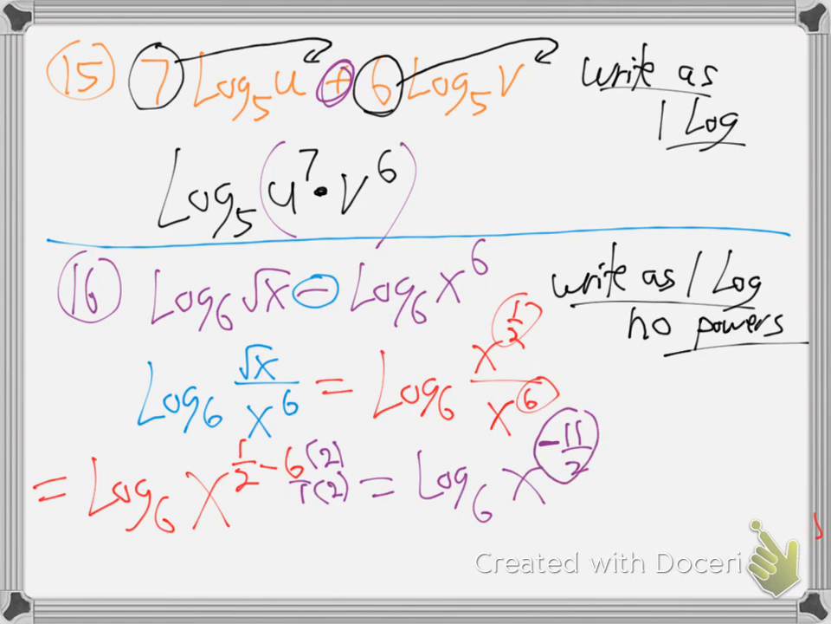And then grab that power, bring it down to the front: minus 11 halves, log base 6 of x. Right, because powers can come to the front. So that we did it, we made it no powers. We brought the power down to the front.